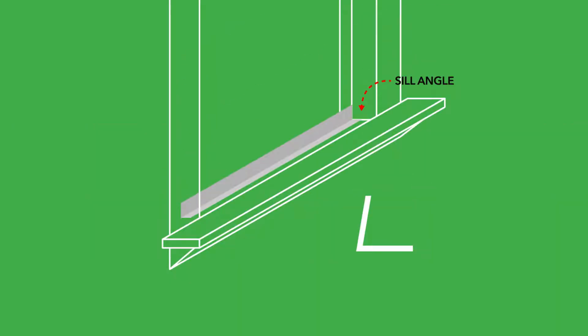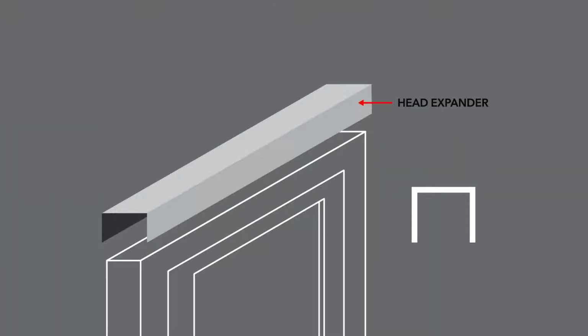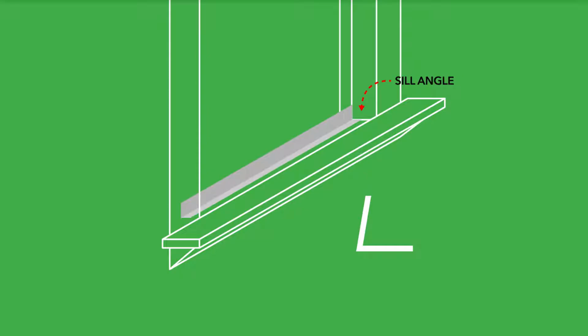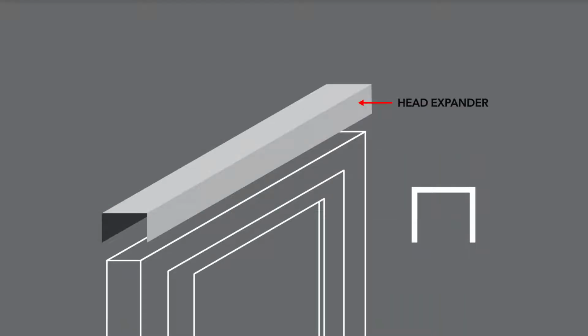As replacement windows are installed in existing openings, it is sometimes necessary to use a sill angle and/or head expander to complete the job. The sill angle is an L-shaped accessory that may be attached at the sill of a window to close the gap left from the existing sill construction. The head expander is an inverted U-channel accessory that can be fitted to the head of the window to accommodate any difference between rough opening and window height.